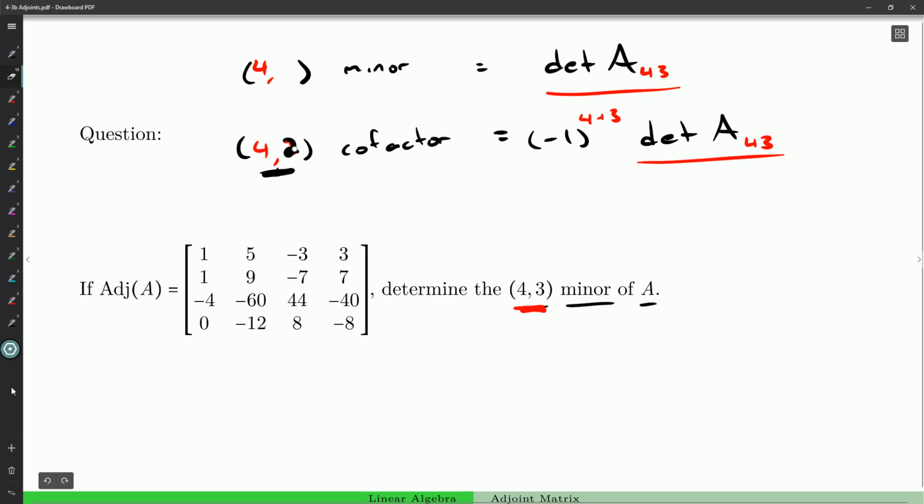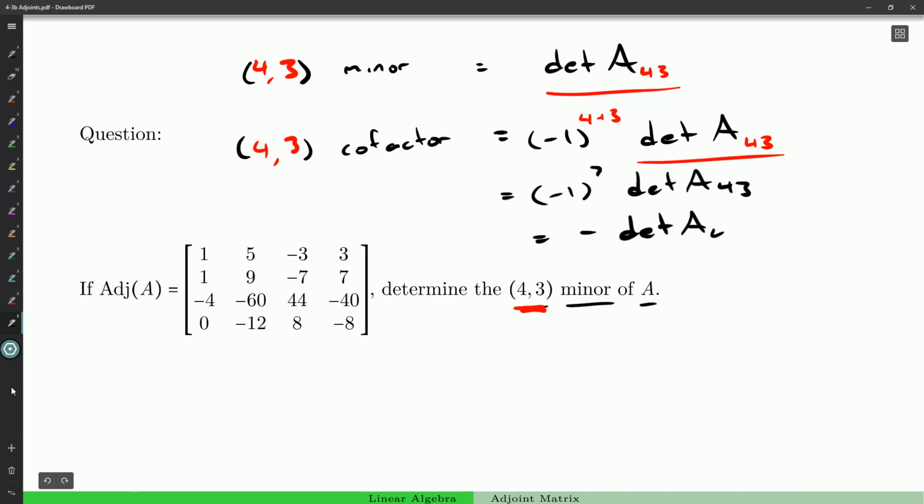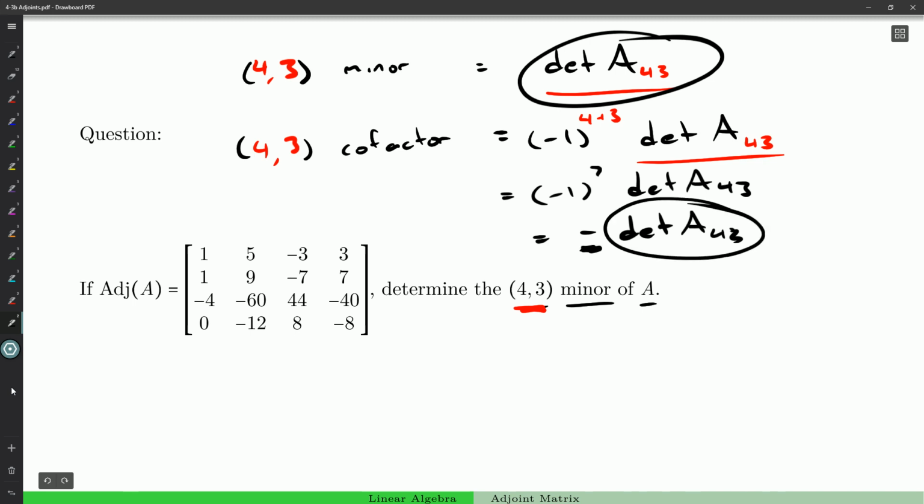The question asked us for the 4-3 minor. So it's almost the 4-3 cofactor, but if we simplify here, we get -1 to the 7 times the determinant of the 4-3 submatrix, and that's -1 times. So we get minus the 4-3 submatrix's determinant. Okay, so the minor here that we want is just the cofactor with its sign changed.